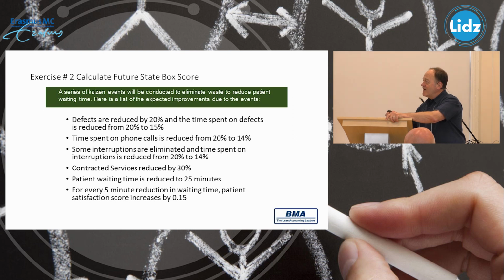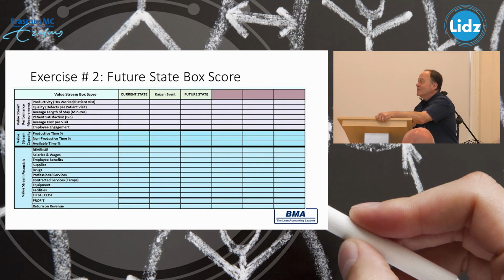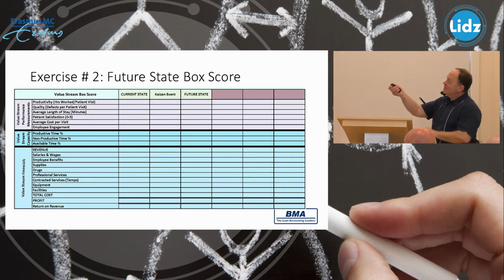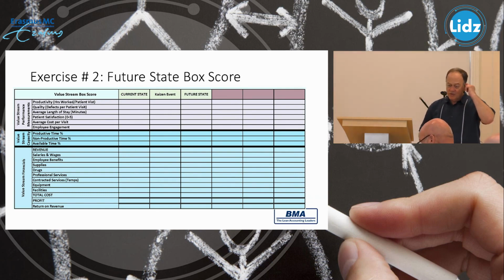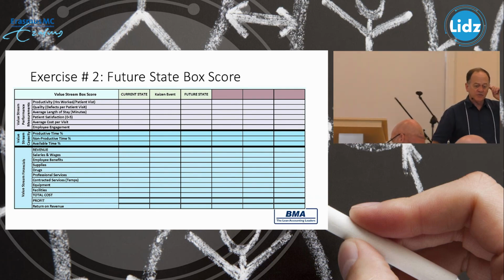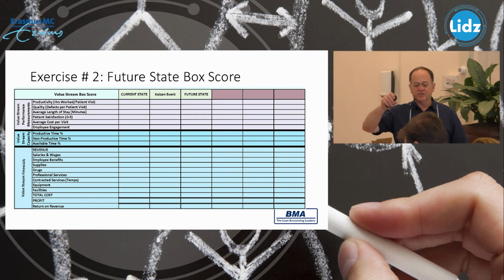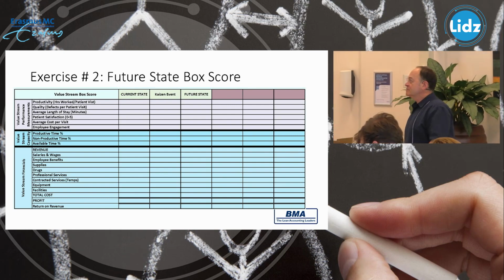And for every 5-minute reduction in waiting time, the patient satisfaction score increases by 0.15. So, calculate the future state. Don't worry about the middle. That just shows the current state. What are the future state numbers? You can use that same box score you used on exercise 1 just to put in the future state numbers.